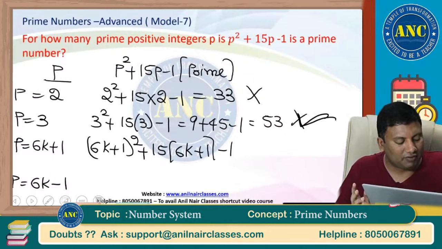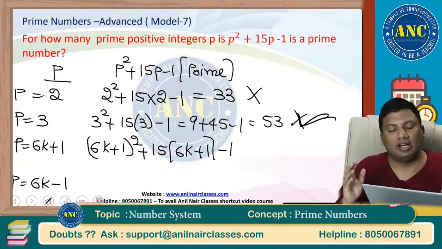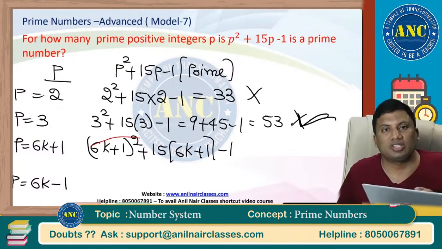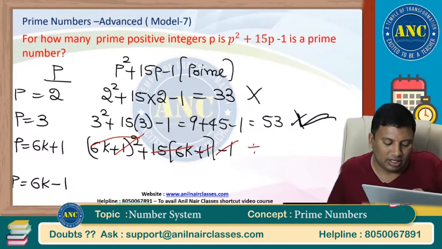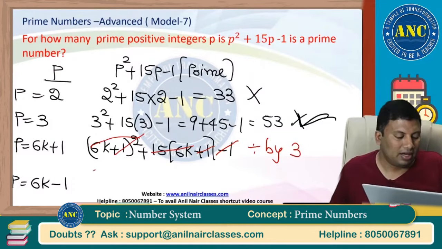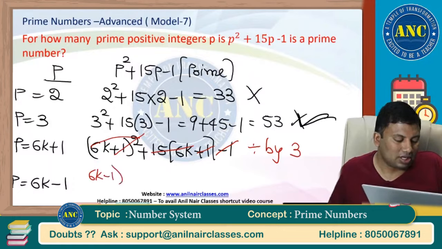Now listen carefully. 6k whole square is divisible by 3. 2 into 6k is divisible by 3. 15 is divisible by 3. 1 minus 1 cancel. The answer is divisible by 3. Idea clear? Next one. 6k minus 1 whole square plus 15 into 6k minus 1 minus 1.